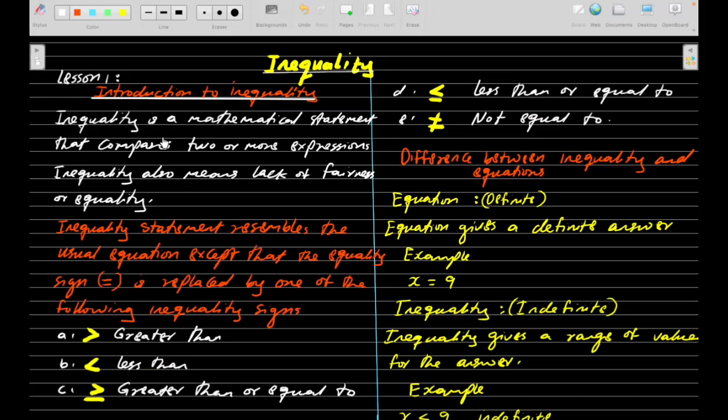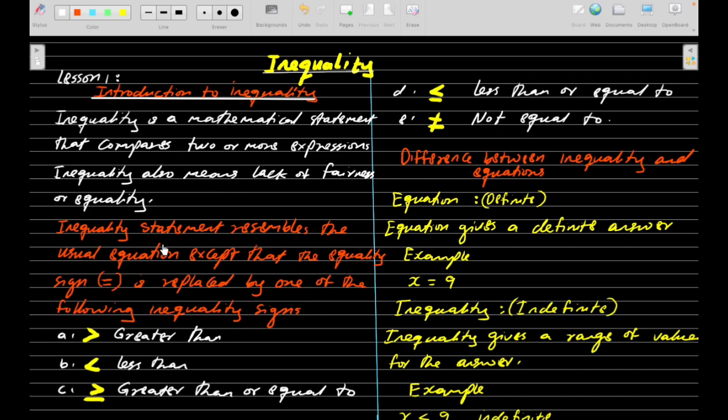So in today's class, we're going to discuss inequality. We're going to talk about inequality, and I'm going to start with the introduction to inequality. Inequality is a mathematical statement that compares two or more expressions. Inequality also means lack of fairness or equality.